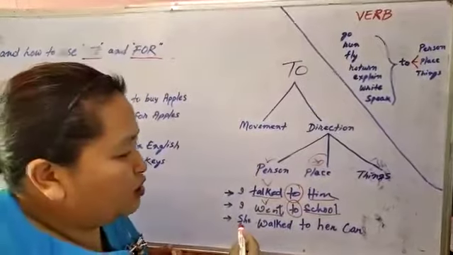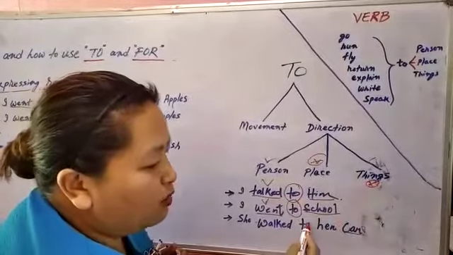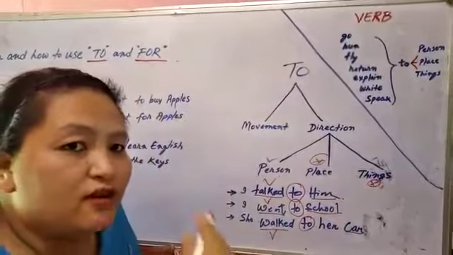Okay, and then here: she walked to her car. Car is an example of things. We use "to" here. Why? Because of this verb. This walk means transfer of movement.